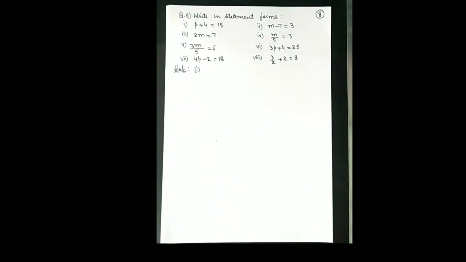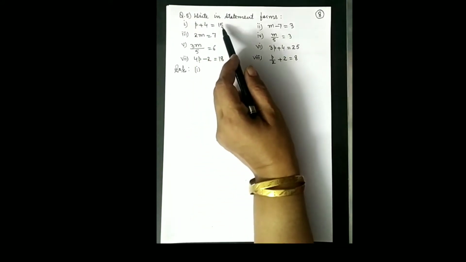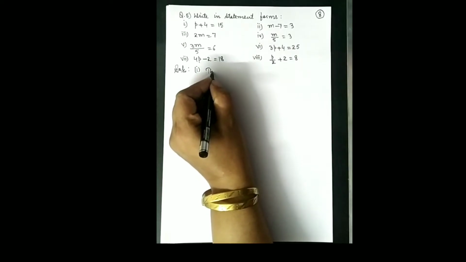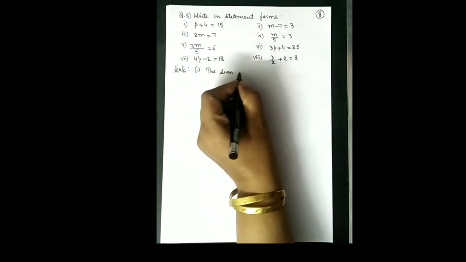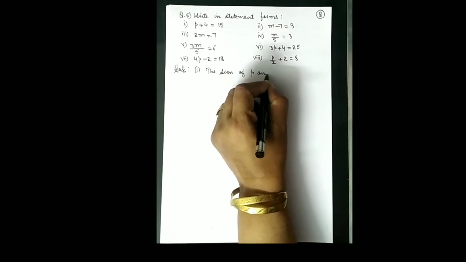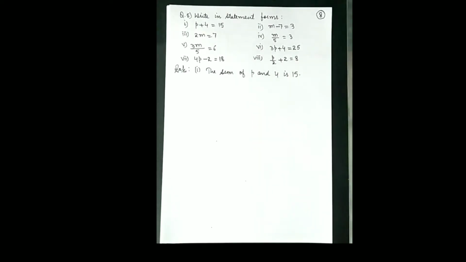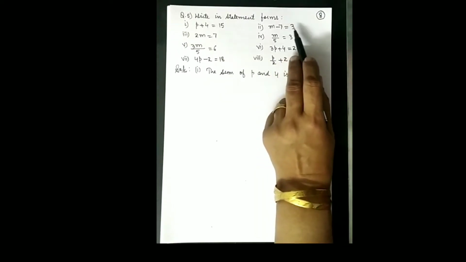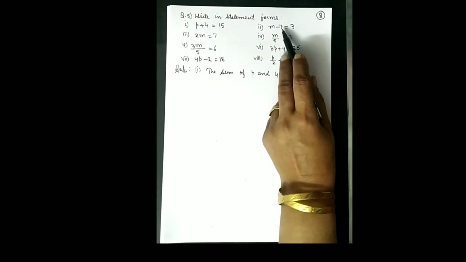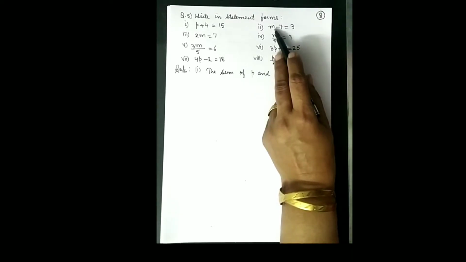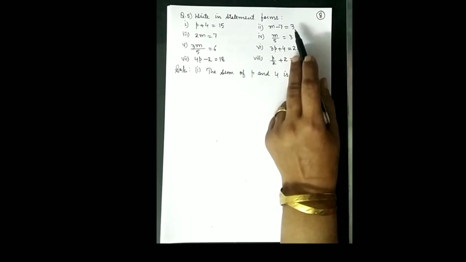First part: P plus 4 is equal to 15. P plus 4 means the sum of P and 4 is 15. Clear, students? Second part: M minus 7 is equal to 3. Means 7 subtracted from M gives 3.